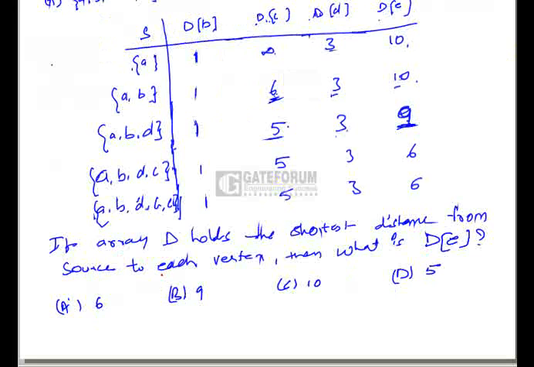The second question for the same data is, if array D holds the shortest distance from source to each vertex, then what is D of E? So if we observe this table, we will be getting D of E as the shortest distance. So here D of E is 6. So the correct option is option A.